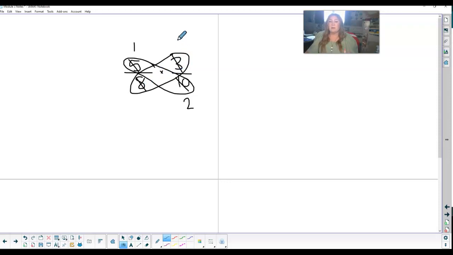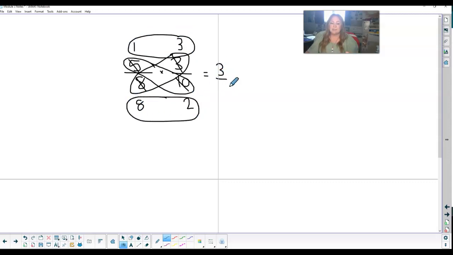So 3 divided by 1 is still 3. 8 divided by 1 is still 8. But I still made my problem easier. 1 times 3 is 3. 8 times 2 is 16. And because I already looked at it ahead of time, it's simplified to 3/16. I don't have to keep trying to find other things that go into them.